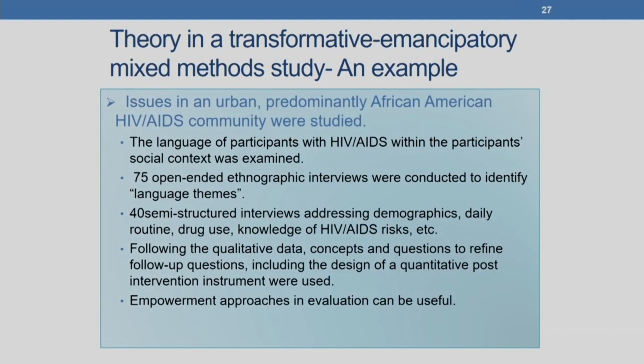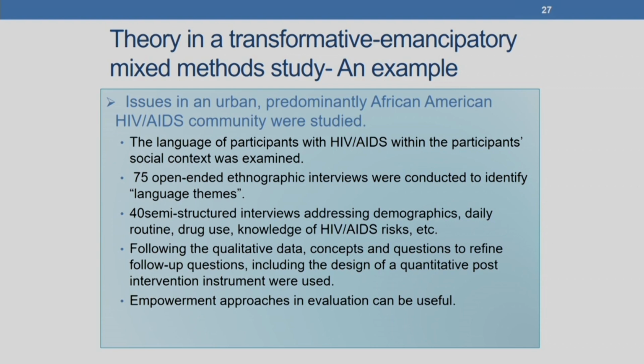Now, this is an example of theory used in a transformative emancipatory mixed methods study. For example, we are studying issues in an urban, predominantly African American HIV AIDS community. The points to keep in mind here are that the language of participants with HIV AIDS within the participant social context was examined. 75 open-ended ethnographic interviews were conducted to identify language themes. 40 semi-structured interviews addressed demographics, daily routine, drug use, knowledge of HIV, AIDS risks, etc. Following the qualitative data, concepts and questions were used to refine follow-up questions, including the design of a quantitative post-intervention instrument, and empowerment approaches in evaluation can also be useful.